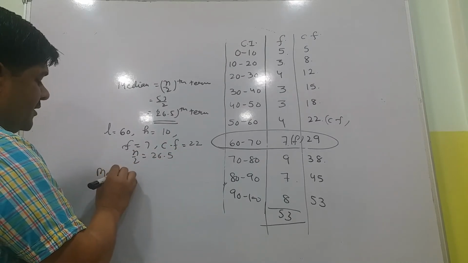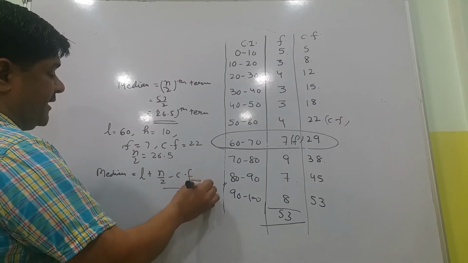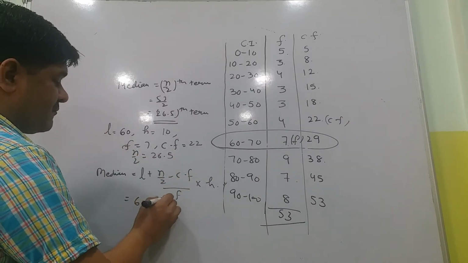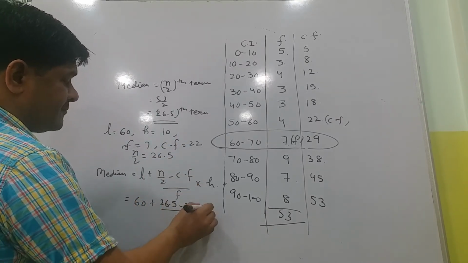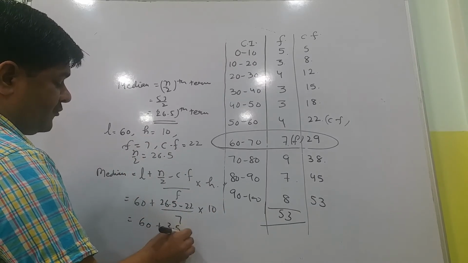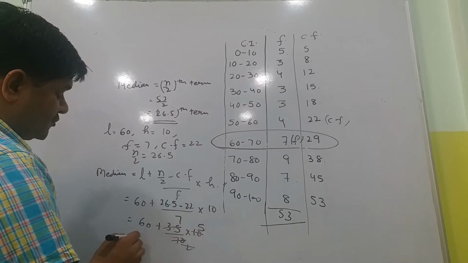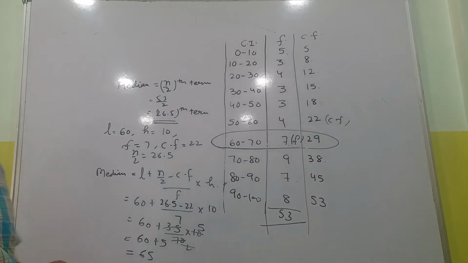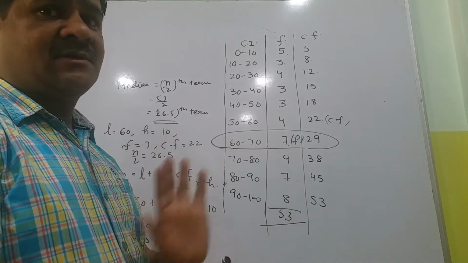So median has the formula L plus (N by 2 minus CF) upon F into H. So L here is 60, N by 2 here is 26.5, CF 22, F 7, H is 10. 60 plus 4.5 over 7 into 10, the decimal will cancel. So the answer comes out to be 60 plus 5, that is 65.